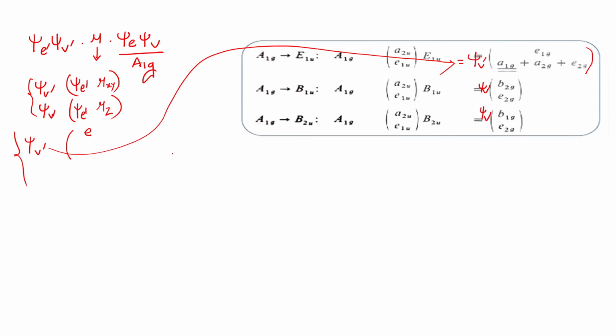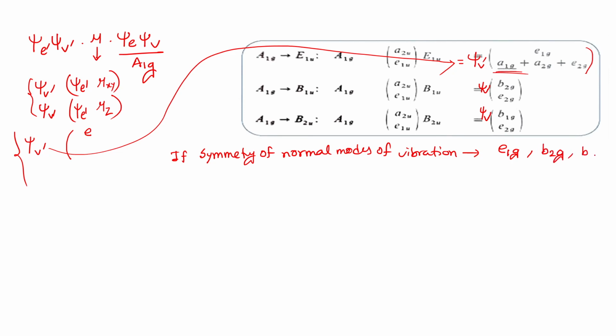So if the symmetry of the normal mode of vibration either belongs to E1G, this is already allowed, B2G or B1G, then all these which were earlier orbitally forbidden are going to be allowed by vibronic coupling.